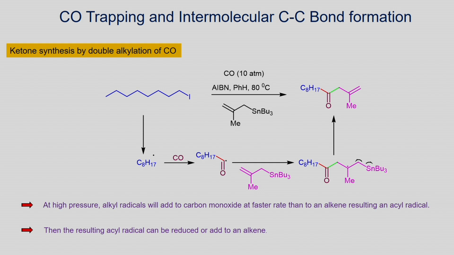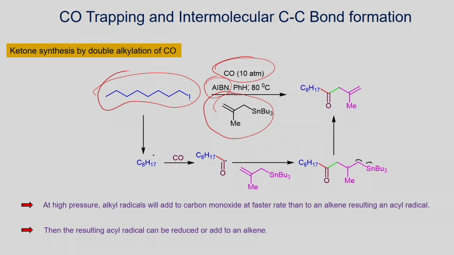Now, let us look at CO trapping and the carbon-carbon bond formation. Here you have the alkyl iodide, as we have seen just now. When you have the alkyl iodide, it can be reacted with this alkene in the presence of AIBN, and the reaction also has been carried out in the presence of carbon monoxide, and this is a 3 component reaction. They can undergo reaction, you will be able to get this keto compound. As we have seen, the AIBN can initiate the reaction and it can form the radical when the reaction has been carried out in benzene at 80 degrees Celsius.